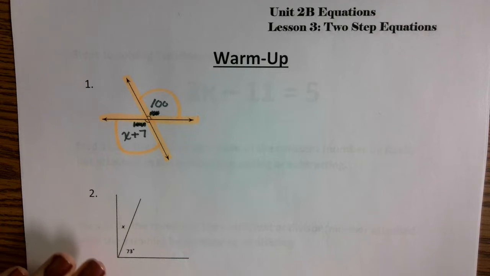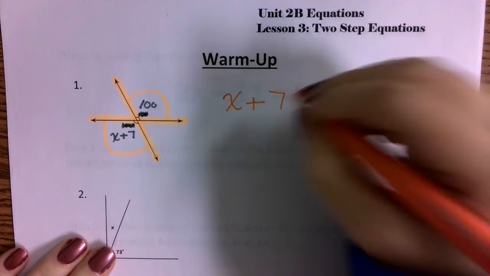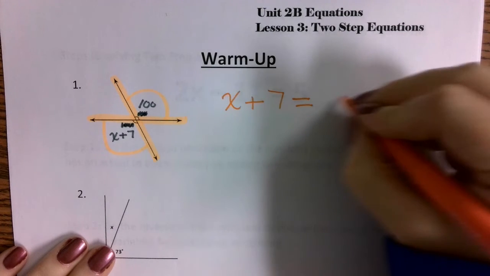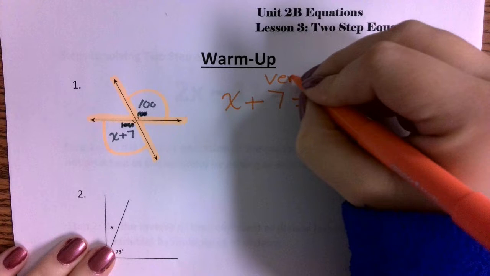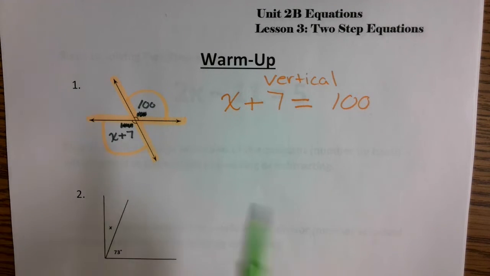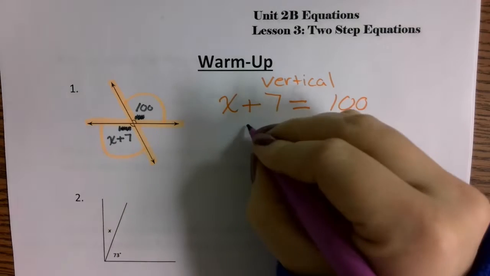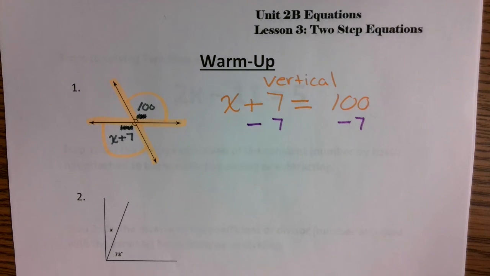So that means when we create an equation, we're going to write x plus 7 for this first angle that we see is going to be equal to 100, because again, these are vertical angles. So I'll even write this down, that they are vertical. Vertical means that they are equal to each other in measurement. So once we have the equation written, all we have to do is solve by doing the inverse of addition. And then the inverse of addition is to subtract.